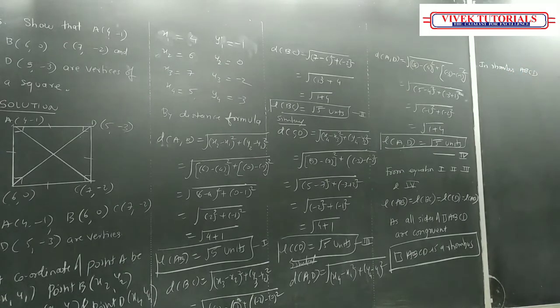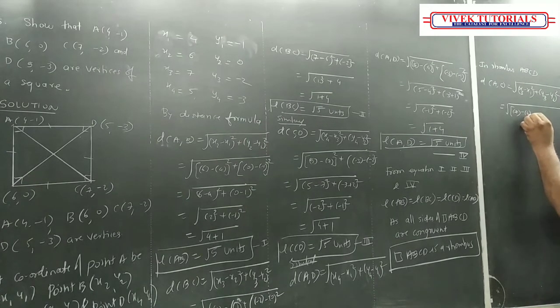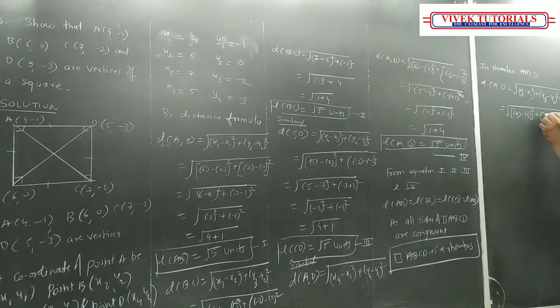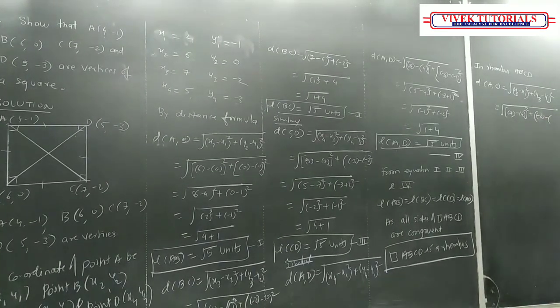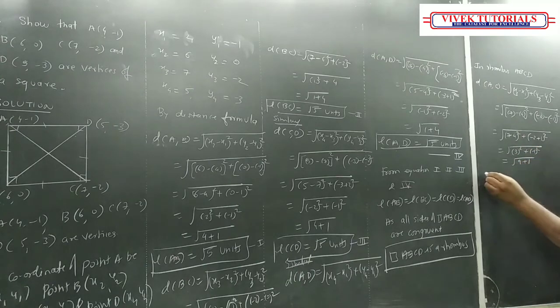ABCD, distance AC first. Distance AC is equal to under root (x3 minus x1) the whole square plus (y3 minus y1) the whole square. The value of x3 is 7 and the value of x1 is 4, the whole square, plus the value of y3 is -2 minus the value of y1 which is -1, the whole square. That is nothing but 7 minus 4 the whole square plus -2 plus 1 the whole square, which is 3 square plus minus 1 square, equal to 9 plus 1. So length AC is equal to under root 10 units. Okay, got it?